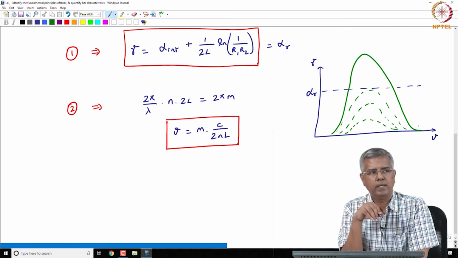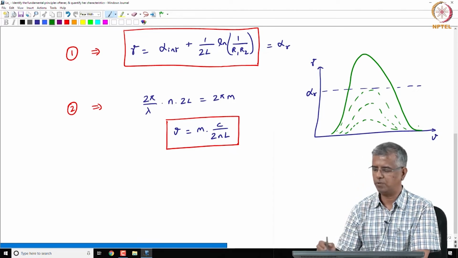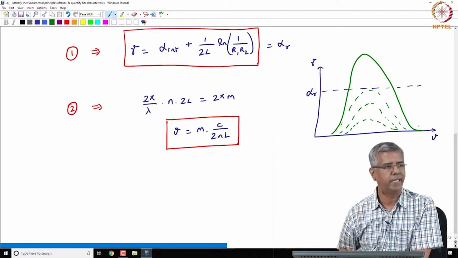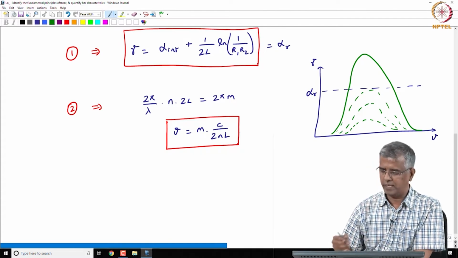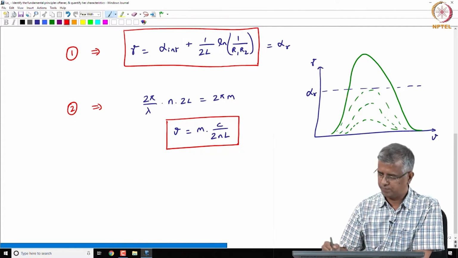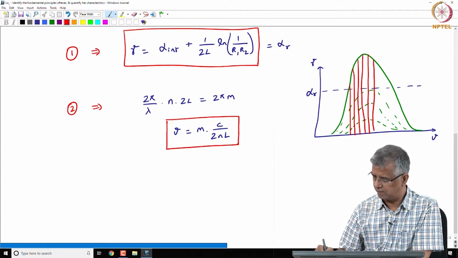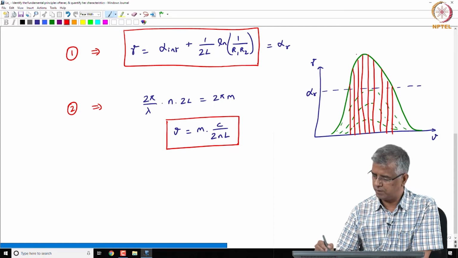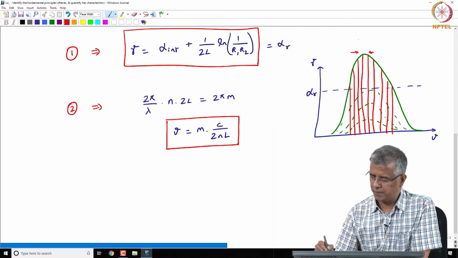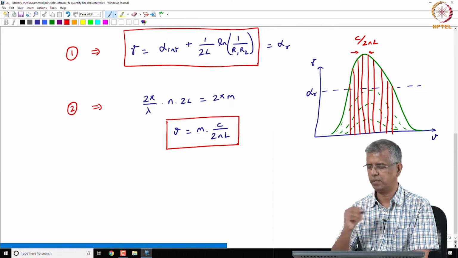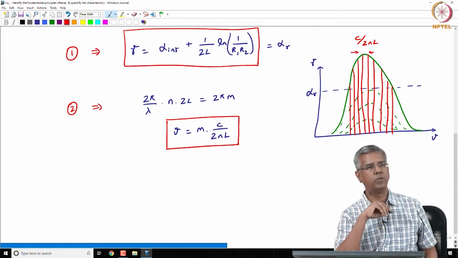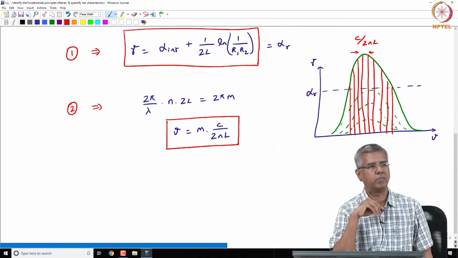But that still does not mean that all these frequencies exist in the cavity. What the second condition is telling us is that there are certain longitudinal modes of the cavity, only certain frequencies. These frequencies are spaced by c over 2 n L. Only those frequencies survive inside the cavity.